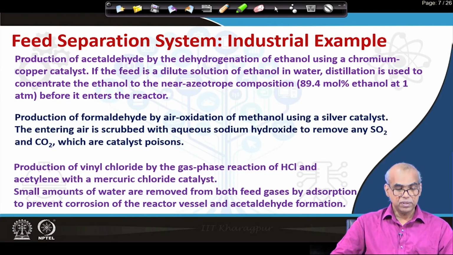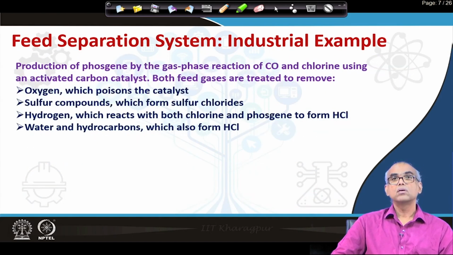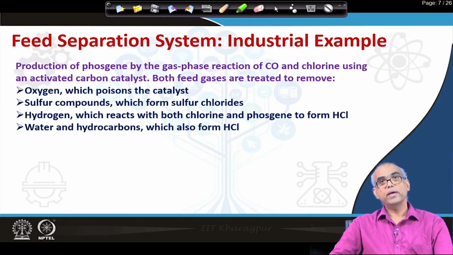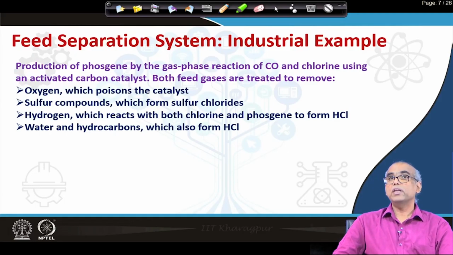Let us consider another example: production of vinyl chloride by the gas phase reaction of hydrochloric acid and acetylene with a mercuric chloride catalyst. Small amounts of water are removed from both the feed gases by adsorption to prevent corrosion of the reactor vessel and acetaldehyde formation. One more example where feed is purified before it enters the reactor.